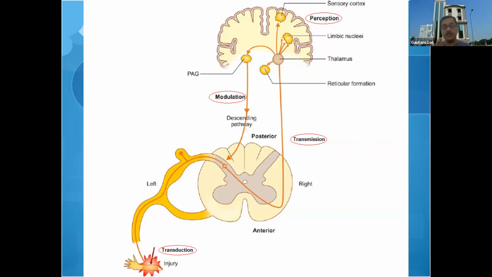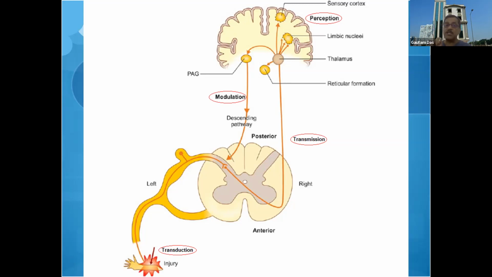One is inhibitory, another is stimulatory. But that is a very small pathway. Mostly whenever we are talking about the descending pathway, remember the descending inhibitory pathway is the strongest pain modulation system. This system starts from the periaqueductal gray matter, and then goes via different other nuclei. In the schematic diagram, I have omitted that to make it simpler.